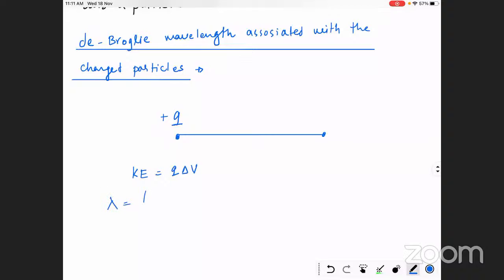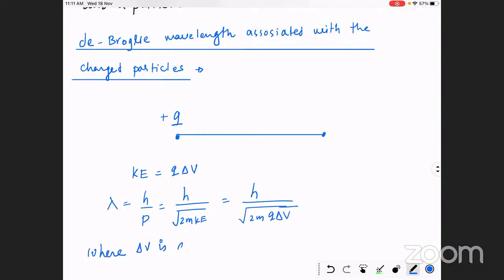Now we have already written lambda is equal to h by p, and in place of p we can write under root 2m KE. So only for a charged particle you can write under root 2m Q delta V. Where delta V is the accelerating potential.